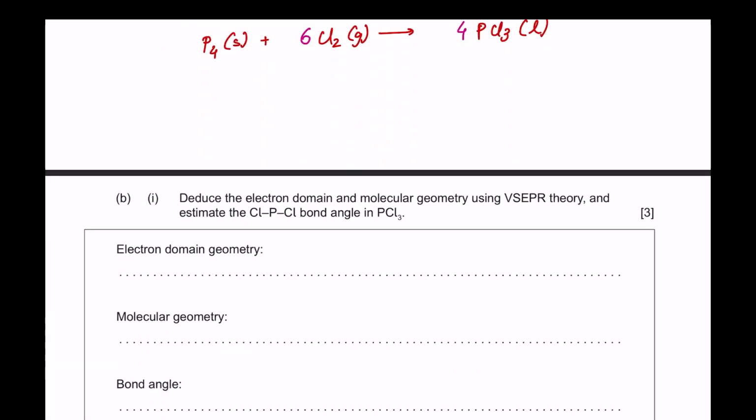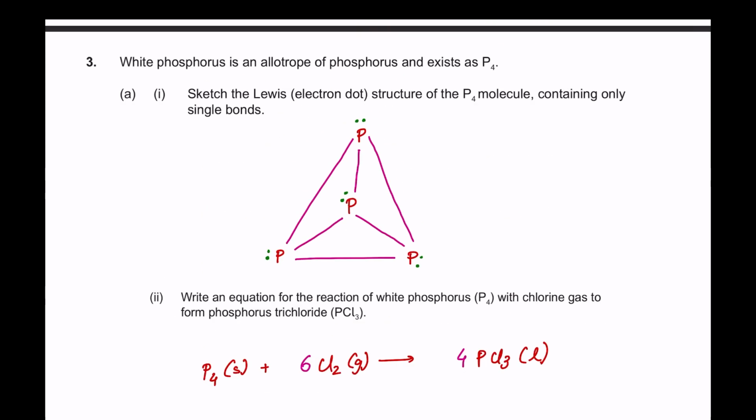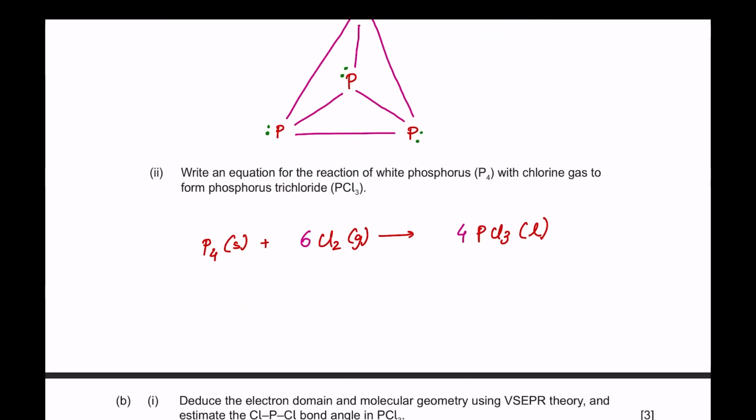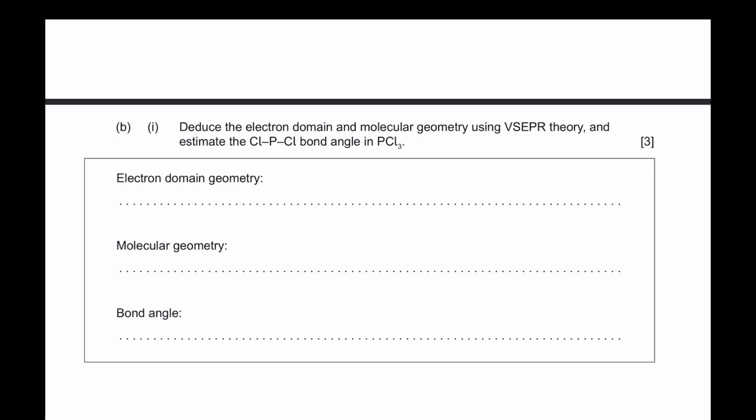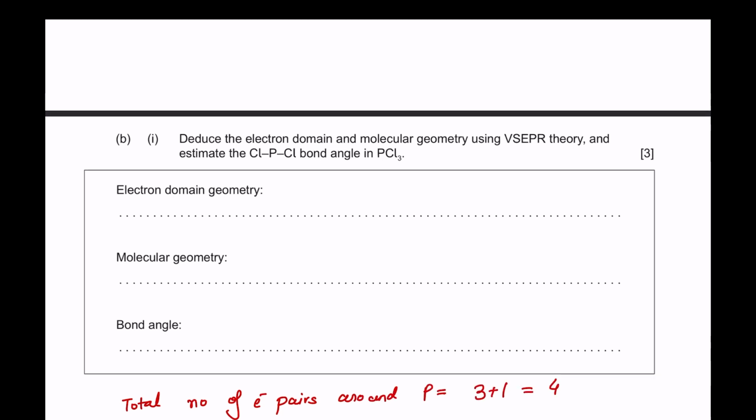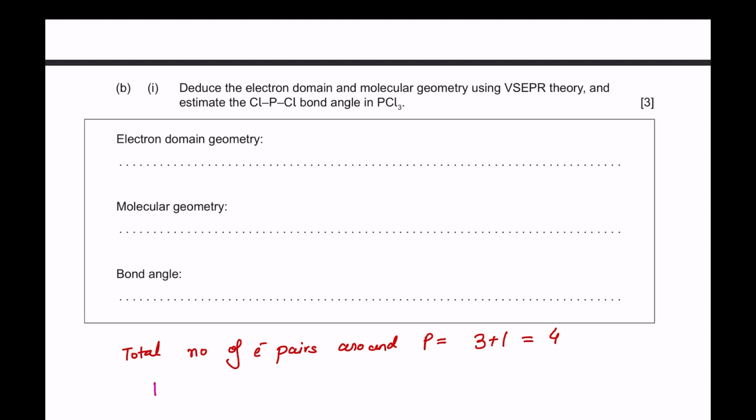The next question is, you have to deduce the electron geometry and molecular geometry using VSEPR theory and estimate the Cl-P-Cl bond angle in PCl3. So when we are working with PCl3, phosphorus will have 3 bonds with chlorine and 1 lone pair. So I can say the total number of electron pairs around phosphorus will be equal to 3 plus 1, 3 bond pairs and 1 lone pair. This is 4. If the number of electron pairs around the atom is 4, we can say that the hybridization is sp3. If the hybridization is sp3, the electron domain geometry will be tetrahedral.